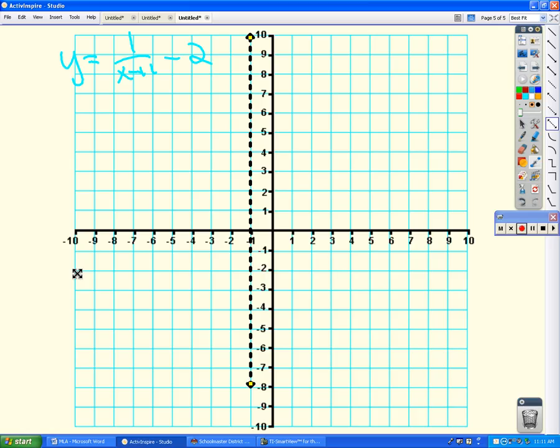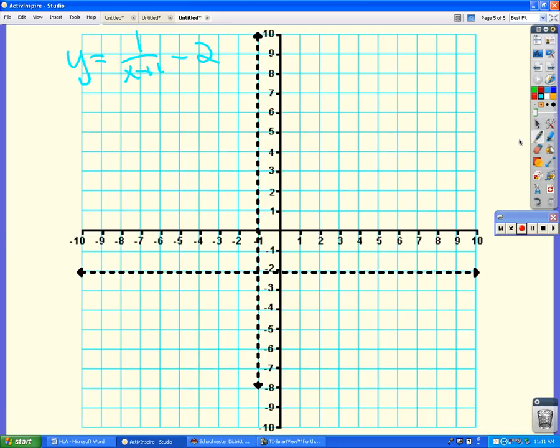This is the opposite in parentheses. And then it's going to be moved down 2. So what that means is now that I know that, I can just fill in the graph here. I can just kind of make one randomly, and obviously that's not exact, but that gives you the key ideas. It's got a vertical asymptote at x equals -1, and a horizontal asymptote at y equals -2.